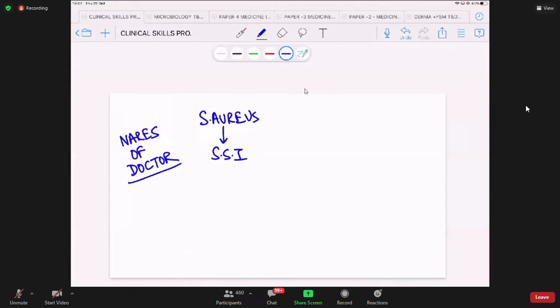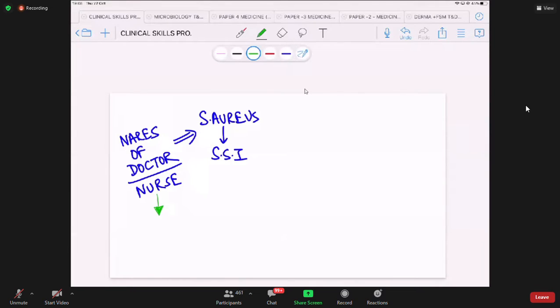Nares of a doctor or of a nurse would be harboring Staph aureus, and therefore, if a doctor or nurse will not put on a mask properly, then this bacteria will fall on the surgical site and will cause a surgical site infection. In the previous years in the exam, they said, what is the treatment for Staph aureus in a doctor or nurse who's having colonization of the nares?